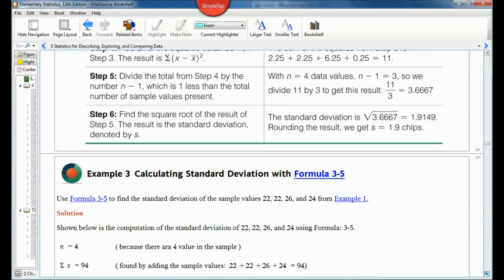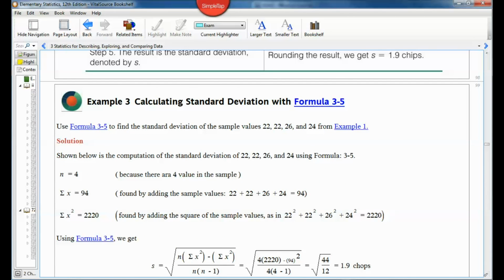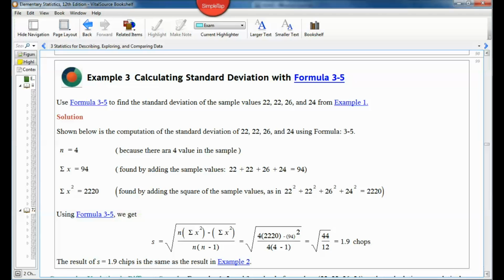The next example of your book, and I'm going to work out some examples, so don't worry, I just want to read through these first. The next example works the standard deviation the way that I usually work the problems if I'm working them out by hand, because there are several calculators and shortcuts that will do this for you. Figure out how many values there are. There are 4. Then add all the values together. That gives you your sigma x.